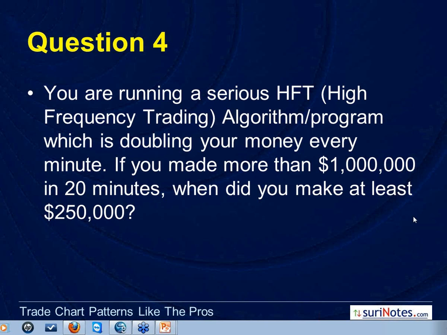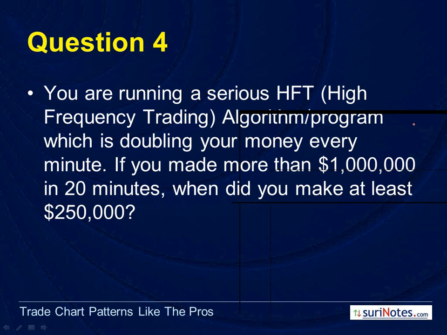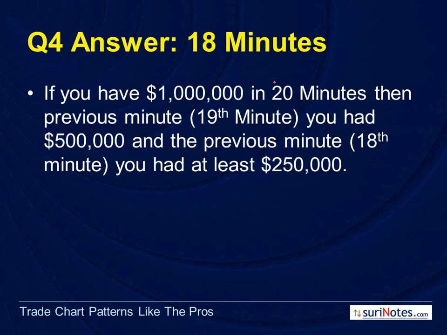I think we got an answer. Let me see the answers, what our people are coming out with. I think the first great answer came from Vance Hoshizaki. Vance Hoshizaki, 18 minutes. And I need your BMT username, please, Vance. The question is basically, you're doubling your money every minute. So you made $1 million at the 20th minute. So the answer is 18 minutes because if you made $1 million in 20 minutes, the 19th minute you had $500,000. And the previous minute you had at least $250,000. So that's the right answer.